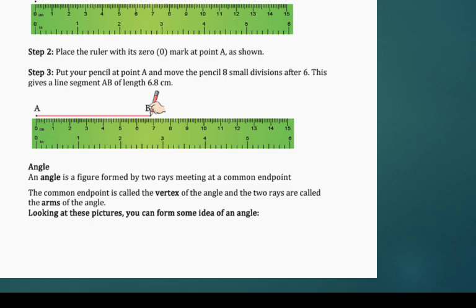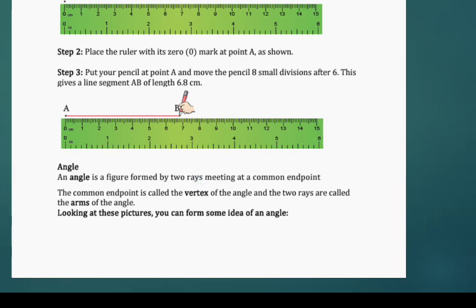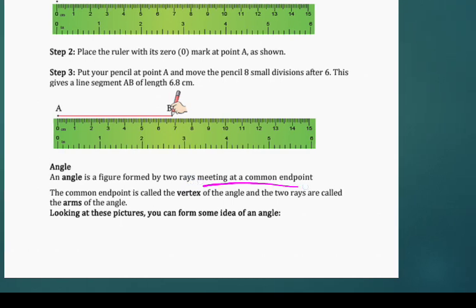Next, an angle. An angle is a figure formed by two rays. So we can take two rays and let them meet in a common point, a common end point. So an angle is nothing but two rays meeting at a common end point. The common end point is called the vertex of the angle. And the two rays are called the arms of the angle.